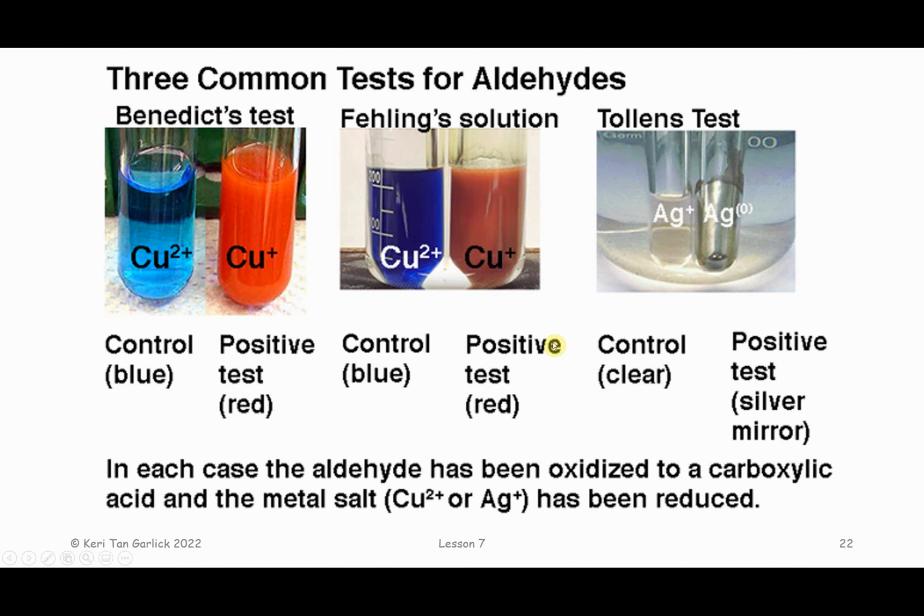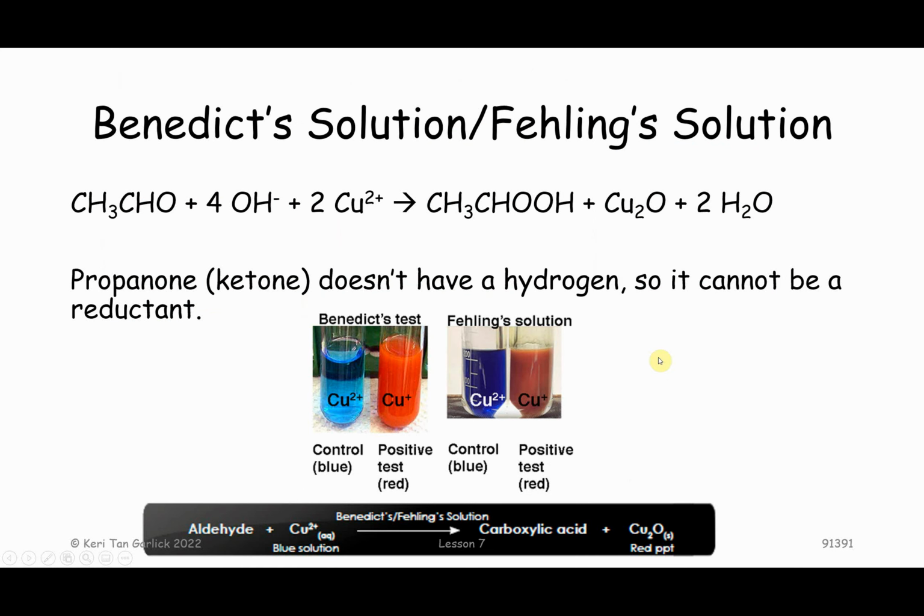There's Benedict's and Fehling's. Benedict's and Fehling's are very similar. In both cases, you are dealing with a copper 2 ion becoming copper 1. And in that case, it's turning from a blue color. That's what copper 2 does. And then copper 1 is that orangey color. So that's what we see if we're testing for it. And like I said, the ketones won't react because they don't have that ability to do that second oxidation step.